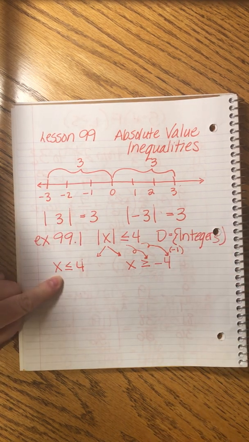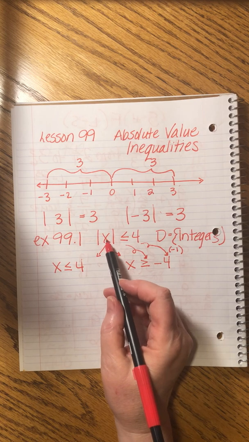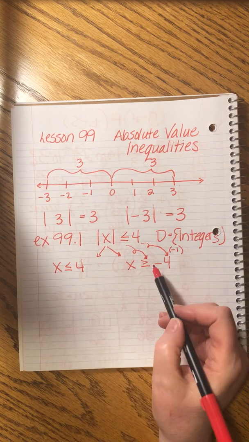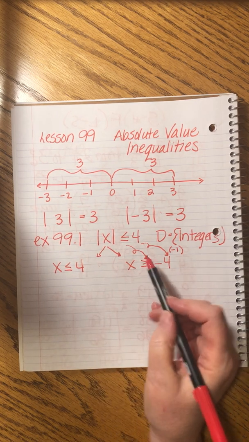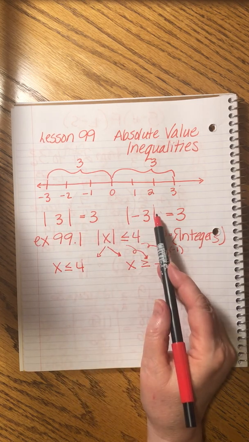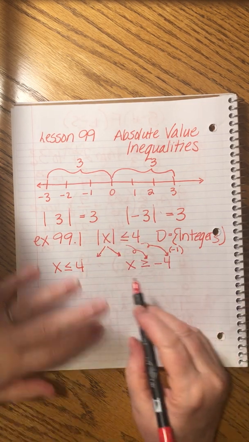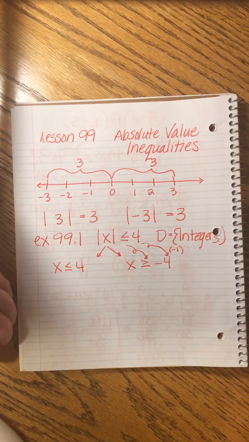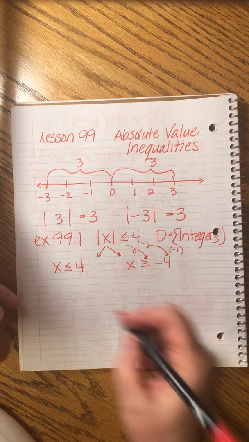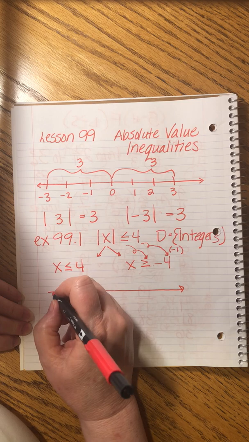Now we have two normal looking inequalities and we graph those. That's how we split the absolute value into two separate inequalities, reflecting the fact that absolute value problems always have two answers. This is the quick and easy way to do it. We're just simplifying some algebra is all we're doing. All right, so now all we have to do is graph this. We're graphing the integers.